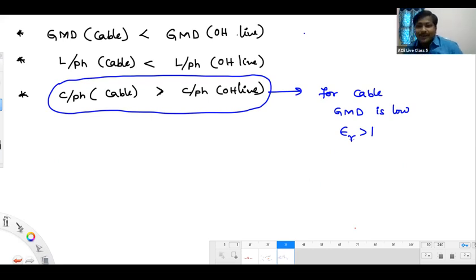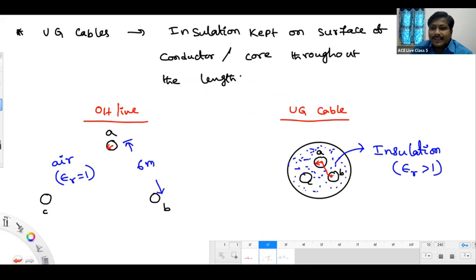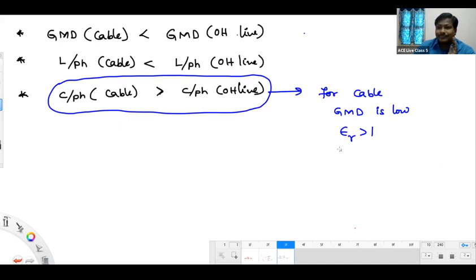Not only that, observe the distance between the conductor and ground. In the case of cable, it is very, very less, right? Yes or no? Yes. So in that view, the earth effect is very high. That is also one of the reasons to say that the capacitance of the cable is greater compared to the overhead line.